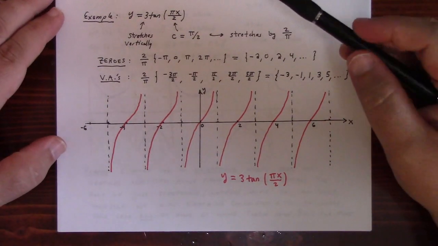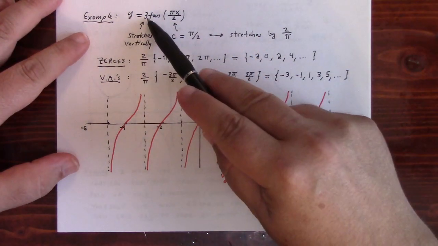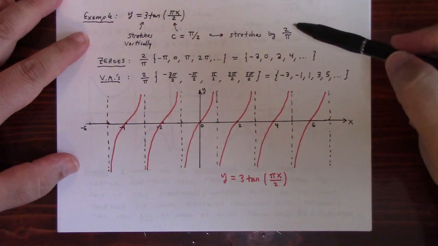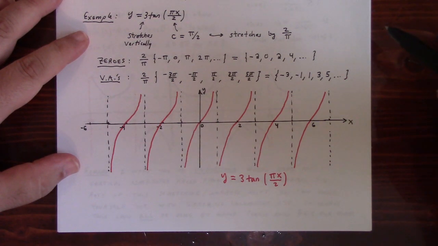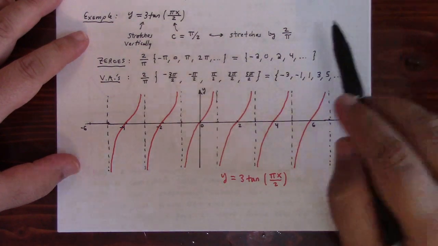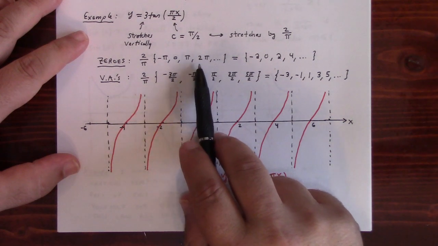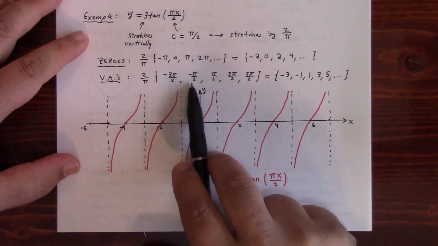So here we have y equals 3 times the tangent of pi x over 2. So this 3 stretches it vertically, and the fact that I'm multiplying by pi over 2 in the argument means it's stretching by 2 over pi. So a simple way to create a new graph from an old is to take the features which are characteristic of the graph and to modify those features and see where they go. The original zeros of tangent are minus pi, 0, pi, 2 pi, as we discussed. The original vertical asymptotes are at half integer multiples of pi over 2, like so.